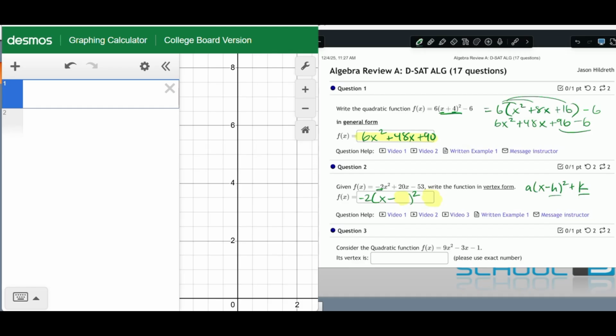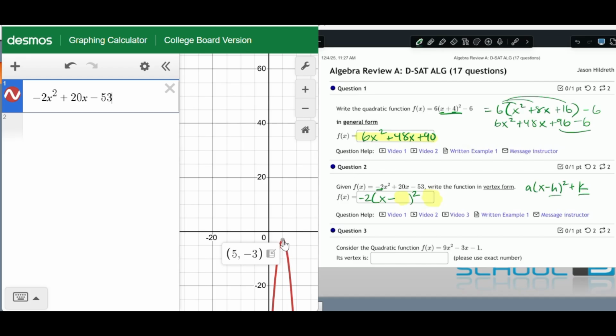Well, if we type our equation directly into Desmos, so negative 2x squared plus 20x minus 53, what we can do is simply click on the vertex of that. We know our h, k is 5, negative 3. And we plug that in, 5 for my h, negative 3 for my k, and we have the answer. Okay? So you can use Desmos to identify that vertex like that.